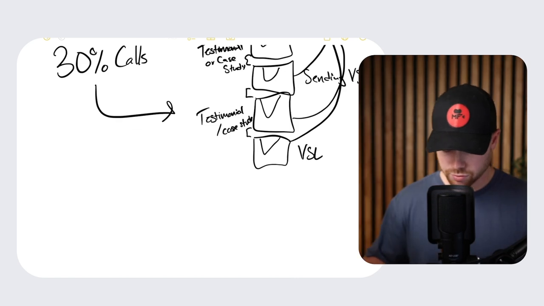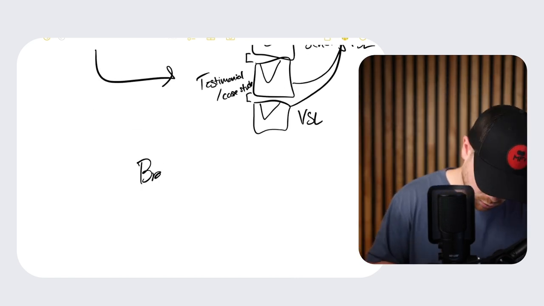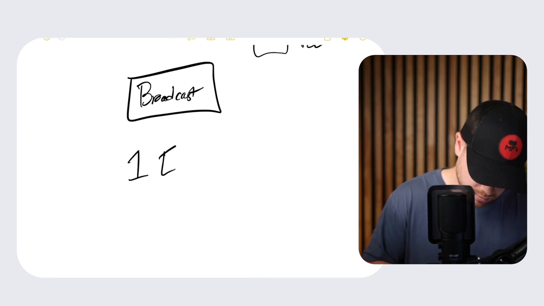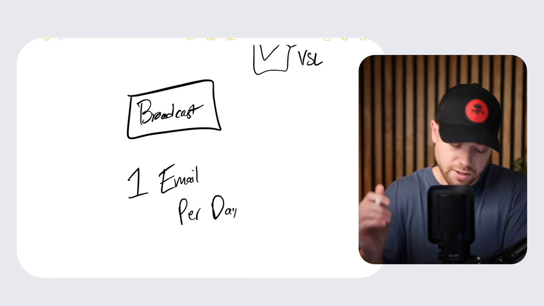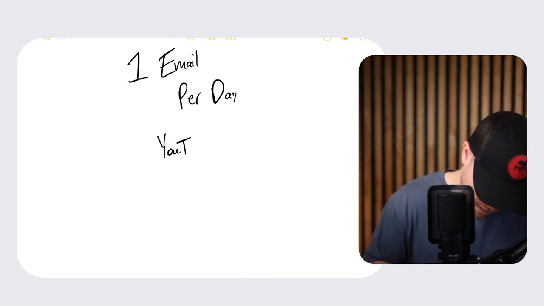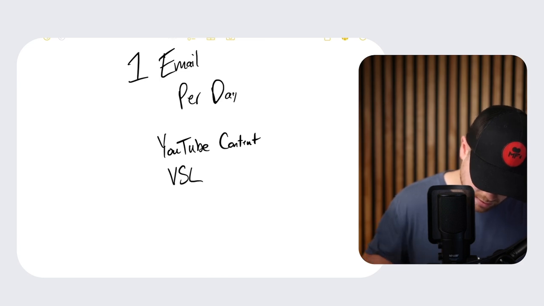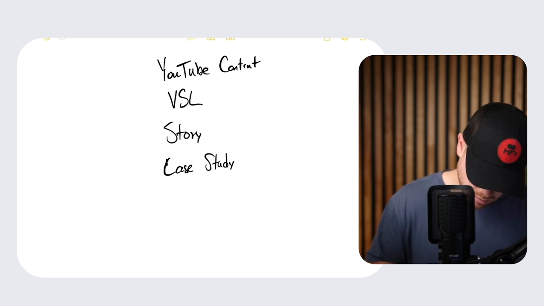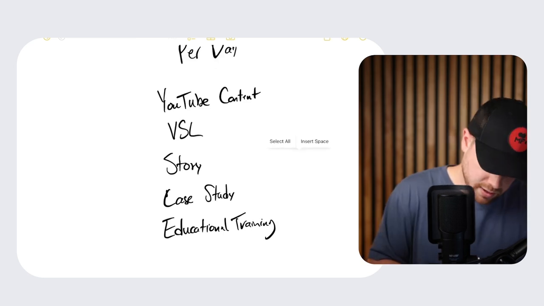Now, after they go through this, we do what we call a broadcast. And so a broadcast is essentially when we send 1 email per day. And this email can be anything from YouTube content. It can be back to the VSL again. It could be telling a story. It can be going to a case study, or it could be going to some sort of educational training. All of this is the goal.